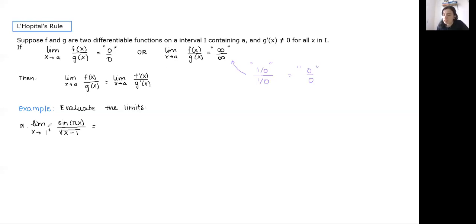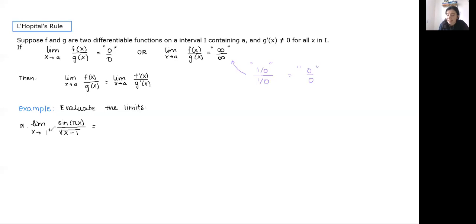Why do I need to make sure that this is coming from the right? What would be the problem if I allowed x to also come to 1 from the left? You won't be able to find an answer. Why? Because it's going to divide over 0. So it's going to divide over 0 regardless, but over here, by saying that this is going to be plus, I'm guaranteeing that the denominator actually can be evaluated, right?